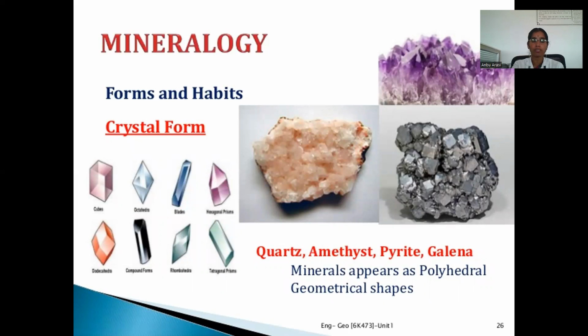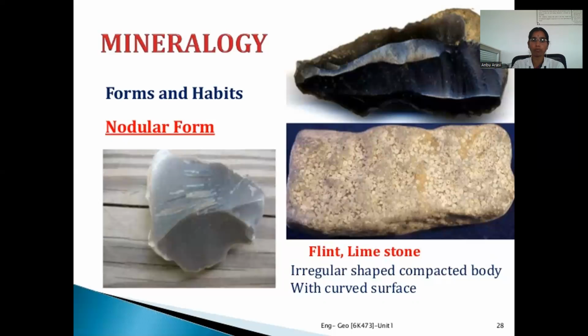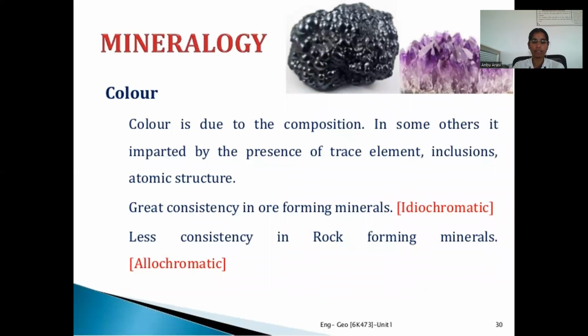Crystal forms. Let's see what the crystal forms are. Polyhedral geometrical shapes. For example, quartz, amethyst, pyrite, galena. These are all the best examples of crystal form. Then nodular form. Nodular form is an irregularly shaped, compacted body with a curved surface. For example, limestone.